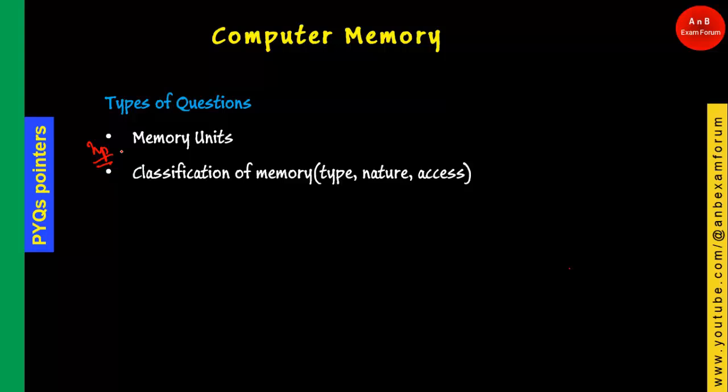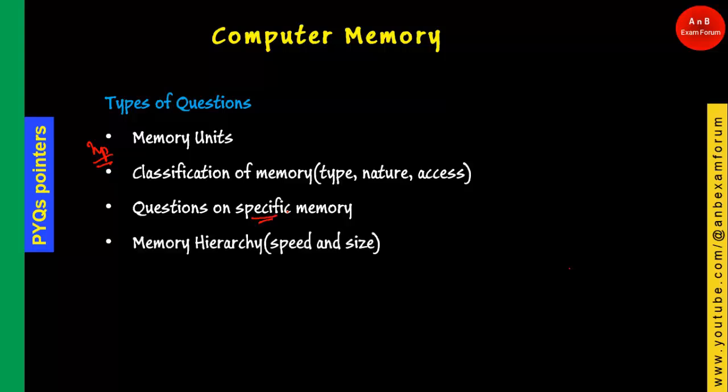The next one is the classification of memory. So he can ask you the type of memory from the options. The next one is on the specific memory. So he will take any type of memory and from that particular memory he can ask you the question. And the last one is the memory hierarchy, where he can ask you the speed and size of a particular memory. Like which of the memory is fastest or which of the memory is the slowest one.